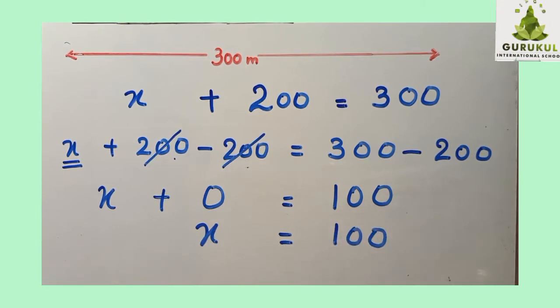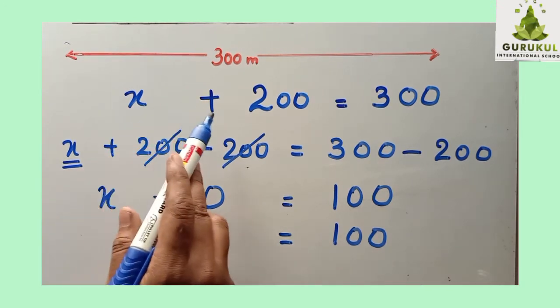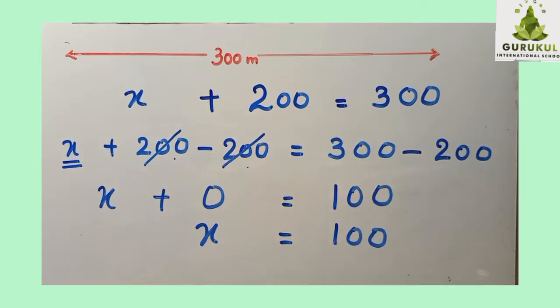Is this clear? Now you got the value of the variable. Understood this? You got the value of the variable. x is equal to 100. Now if you put this 100 here, what will you get? 100 plus 200 is equal to 300. This is the solution for this equation. Is that clear to you, dear?